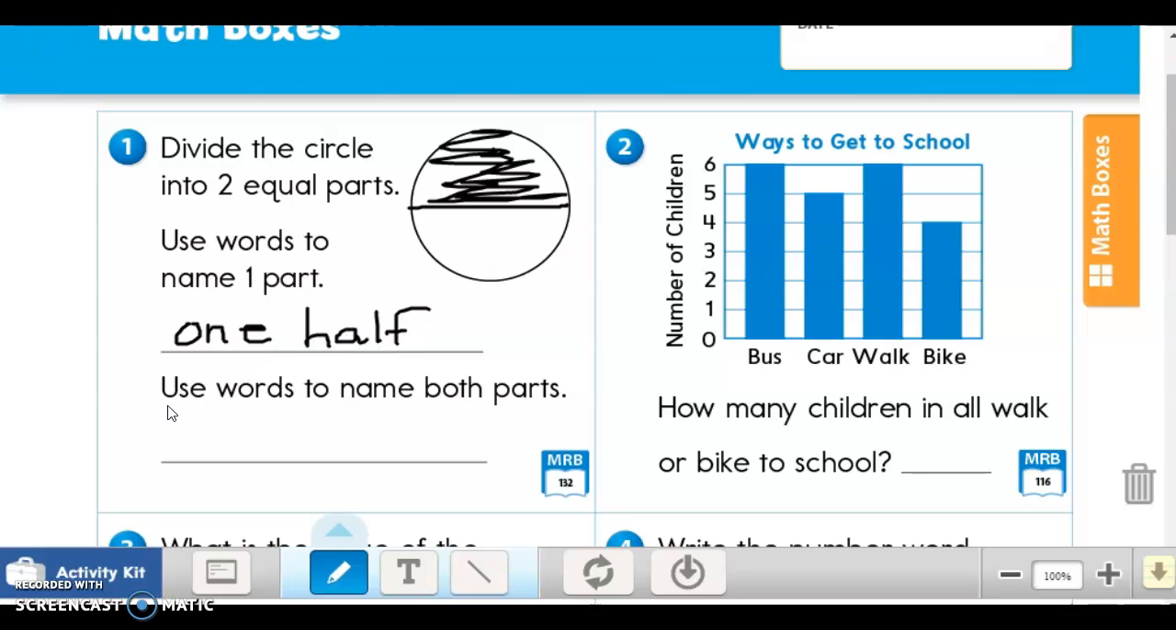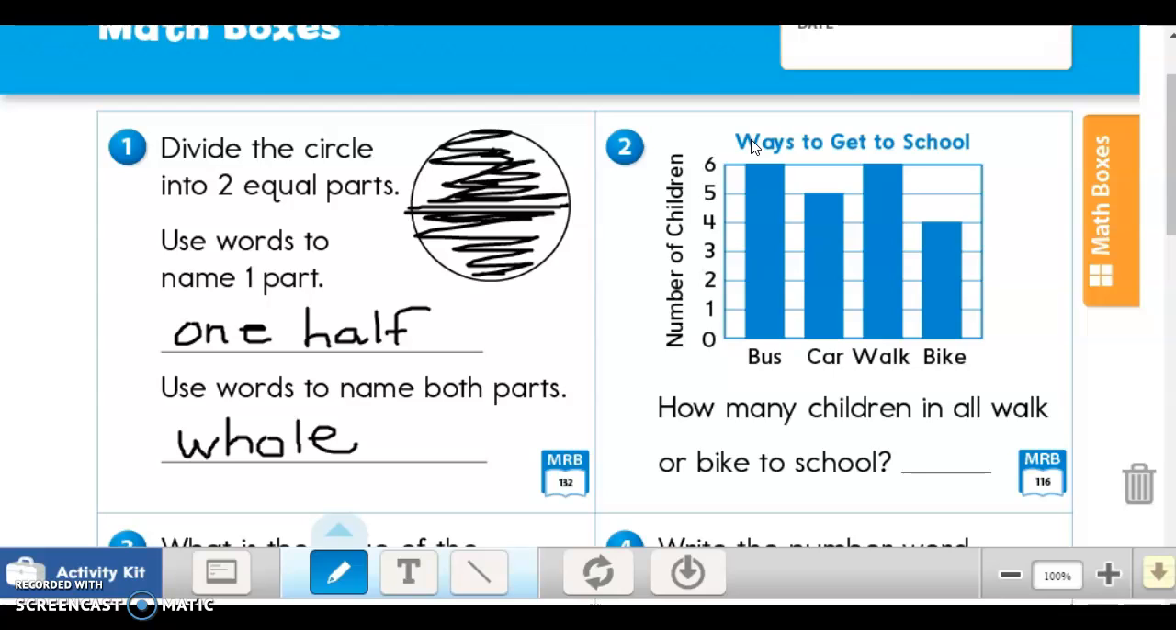And then question two says use words to name both parts. So I better shade in both parts. So if I shaded in both parts, what words could I use? I could use words like two halves, or I could also use the word whole.